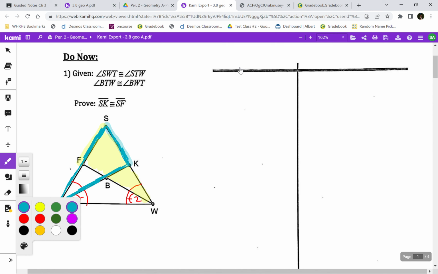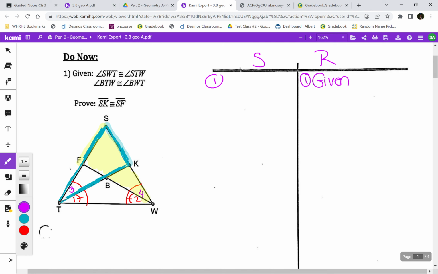looking at the overlapping triangles, see angle 3 right here and angle 4 right here? Does anybody see a way we can get angle 3 and angle 4 to be congruent? Only Sion, really? Come on, somebody else can see a way to get 3 and 4 congruent.